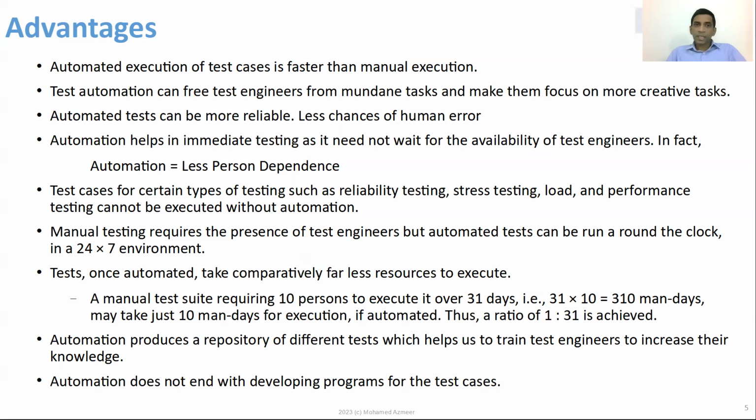Plus, automated testing is reliable compared to manual testing. There is less chance of human error. If humans are involved in anything, there is a tendency of introducing error, and the same goes for testing. Another thing is you can do the testing immediately. You don't need to wait for anything else. So bottom line is automation equals less person dependence. We are independent because of the automation.